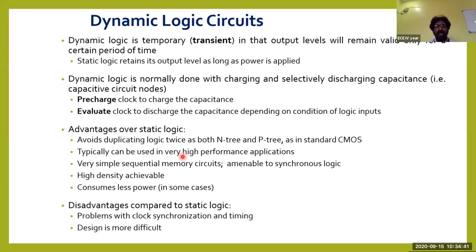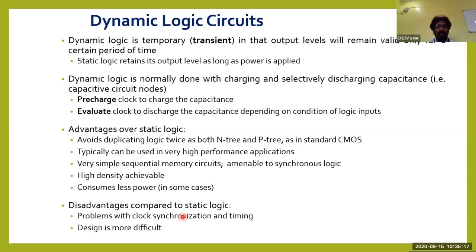Typically, it can be used in very high performance applications. It is also used in sequential memory circuits and is amenable to synchronous logic; it is used mostly in synchronous logic. Next, very high density is achievable, which means you can fit a large number of transistors in the NMOS or PMOS trees. So it is a denser logic, and it also consumes less power in some cases.